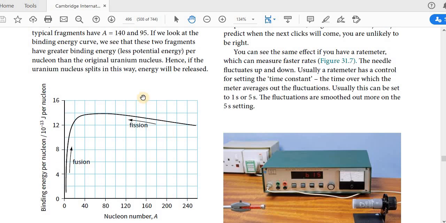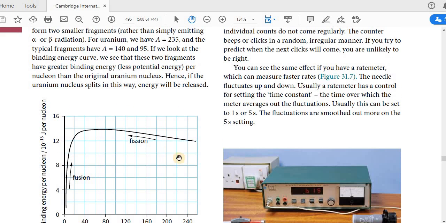Now they gave you the example of uranium 235. So uranium 235 is somewhere there, but the fragments of it are somewhere here. So now you can see it has gone up the curve. The binding energy has increased. Similarly, in fusion also, when fusion occurs, binding energy increases. So in both cases, because the binding energy increases, energy is released.